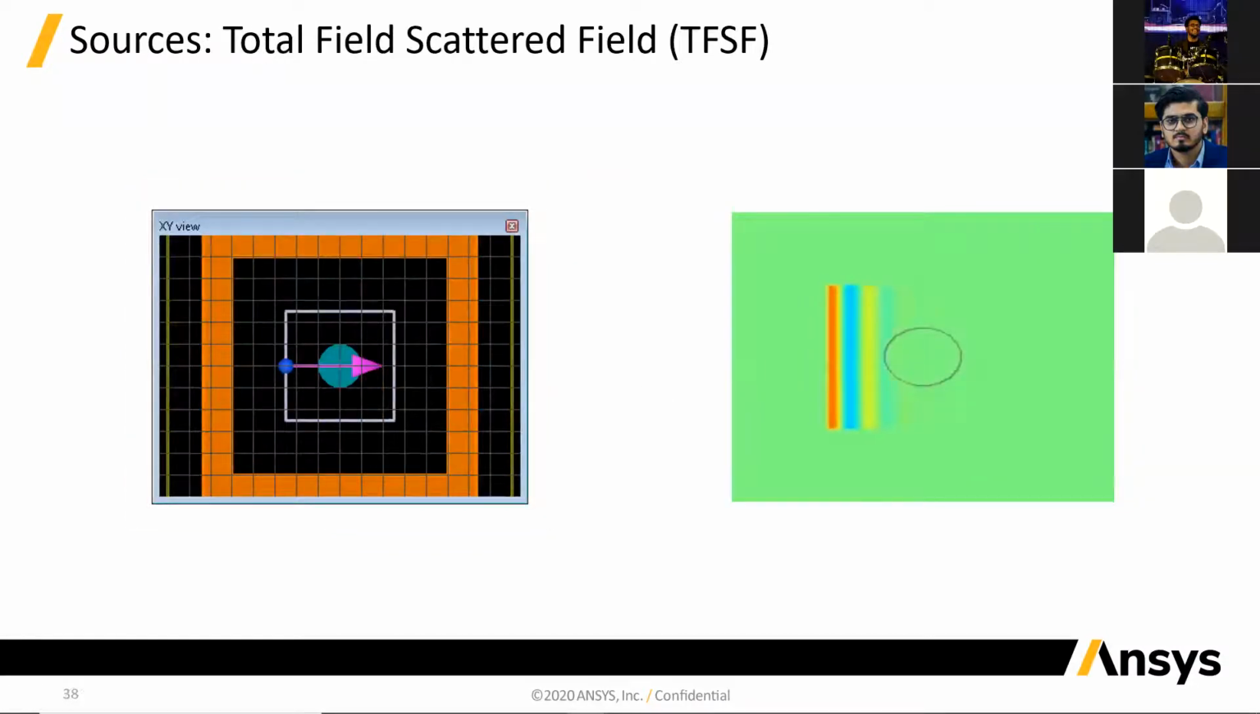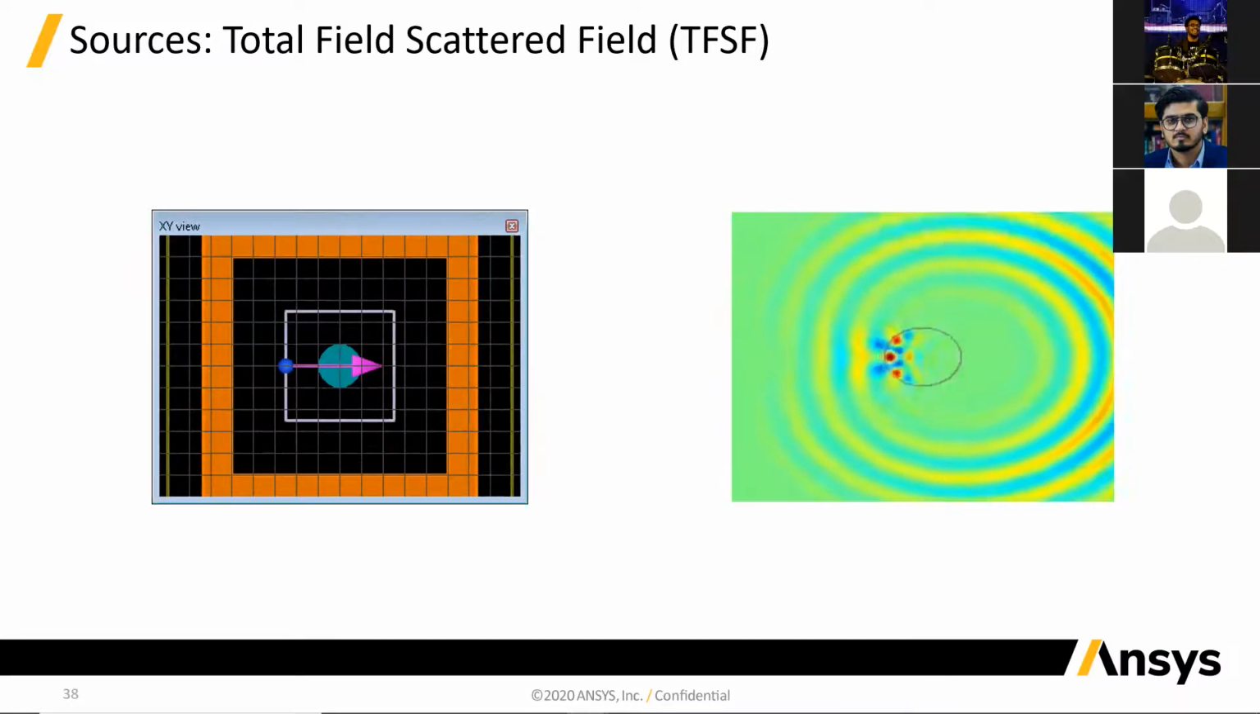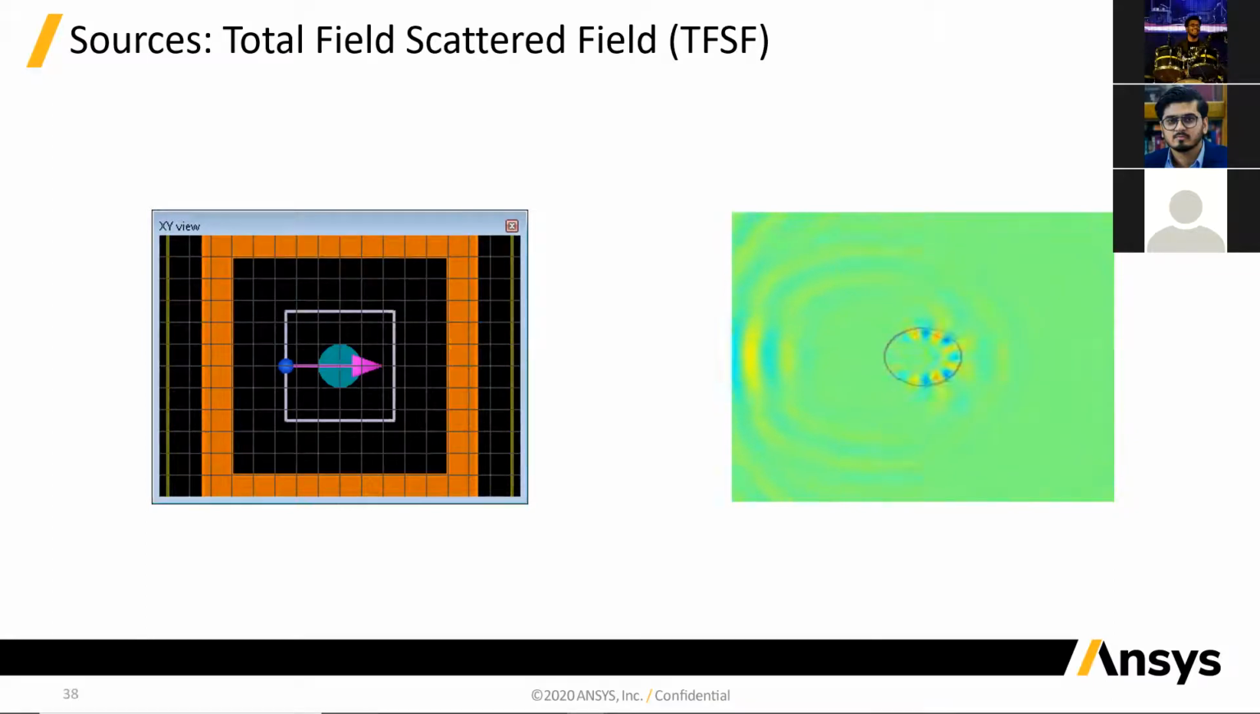And the total field scattered field source is something that I was mentioning earlier. If you have to run a simulation with a plane wave source, but you're simulating maybe how light interacts with a single particle, you can't really use a periodic boundary condition on the sides. In that case, you can use a total field scattered field source. The total field scattered field source is basically a plane wave source, but it has a box that defines the extent of the source.